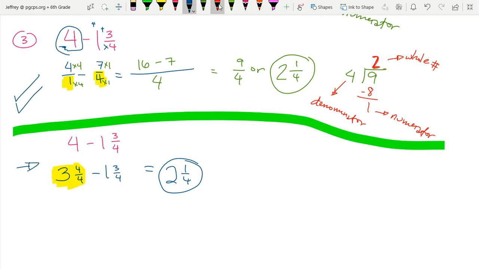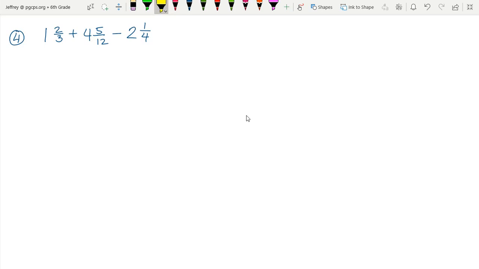Now let's do number 4. So for number 4, we have 3 terms. We have 1 and 2/3 plus 4 and 5/12 minus 2 and 1/4. Now, for some, you can just do two numbers at a time. So you can do this first before subtracting. Others do all three terms right away. So it's up to you. Now, for this example, let's do all three terms, okay?